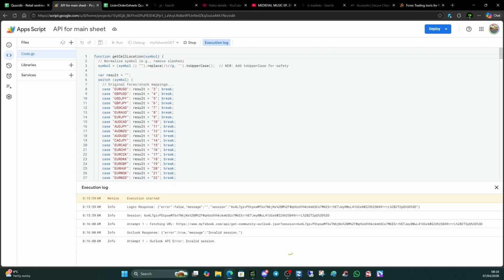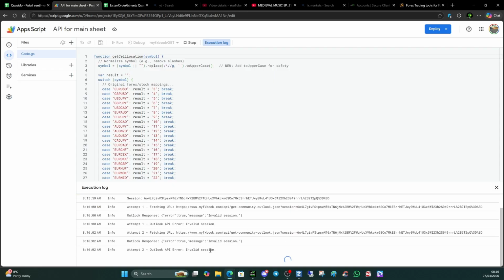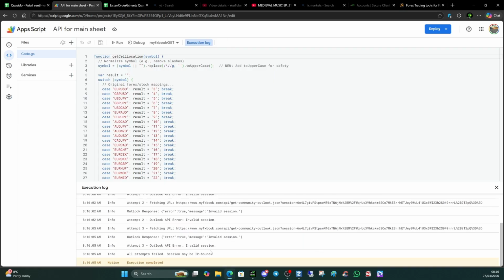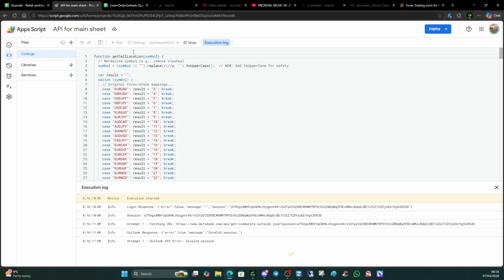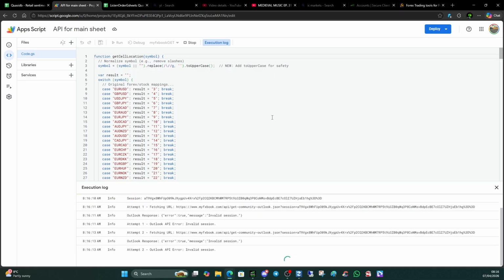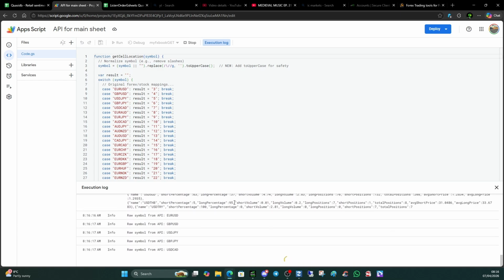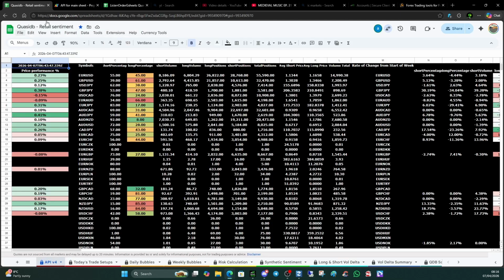And then as I think about it, it may not do it. Invalid session. IP bound. So it says all attempts failed. So you've got to try that again. Now last week I had to do this 8 times to get it into gear. There we go, it's done it. So we should get the latest data.